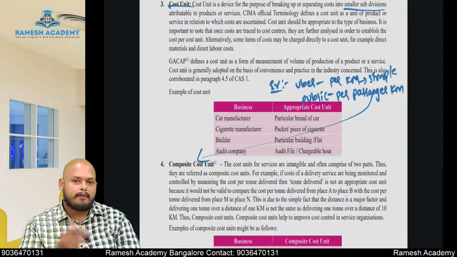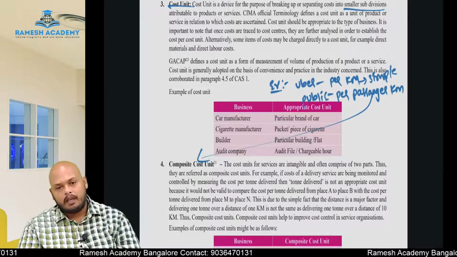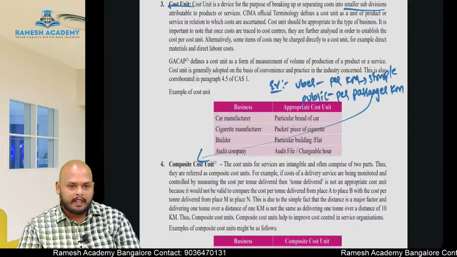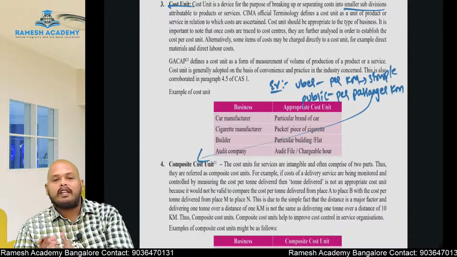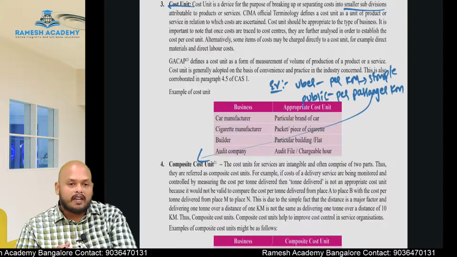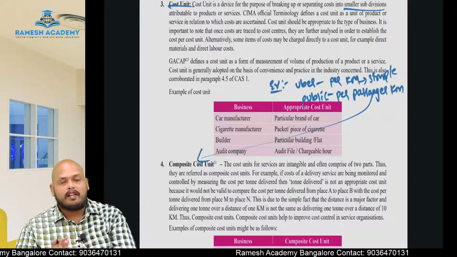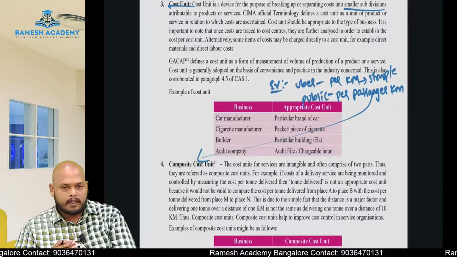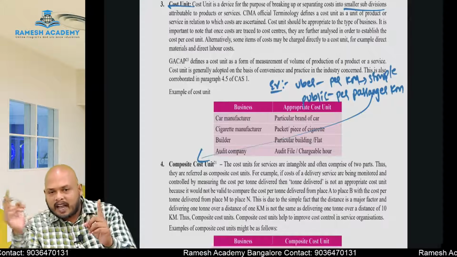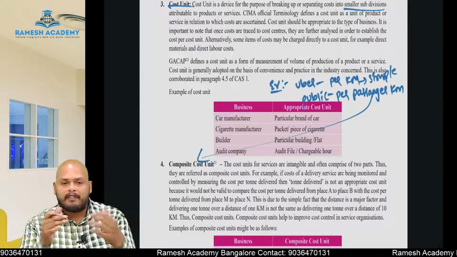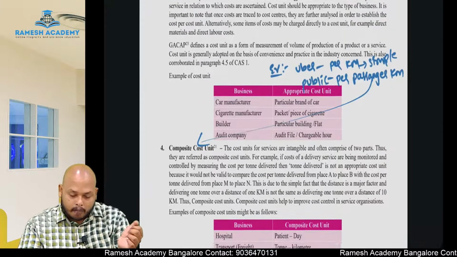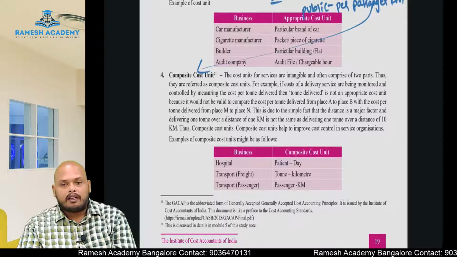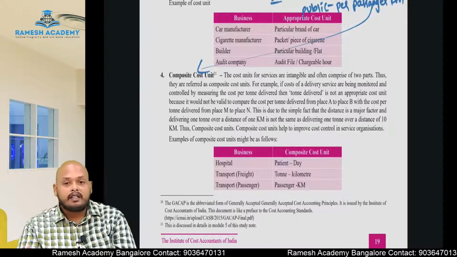So what do you mean by per passenger kilometer? What is the difference between per kilometer and per passenger kilometer? Per passenger kilometer means, if a passenger is traveling a distance of 1 kilometer, what is the fare we are charging? That is called a passenger kilometer. Per passenger kilometer means for one passenger traveling a distance of 1 kilometer, what is the fare we are charging? That is called a composite cost unit. Hospital. In the case of hospital, patient day.